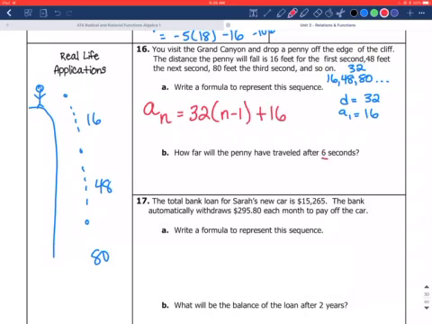So how far will the penny have traveled after 6 seconds? All right, so the first second it traveled 16, second 48, 80. We're just going to plug in 6 for n. 32 times 6 minus 1, plus 16.